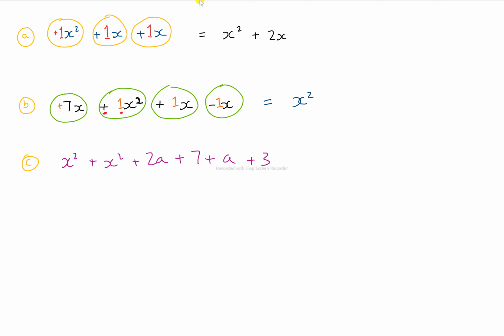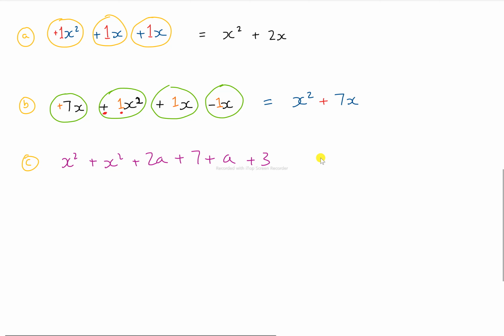So right now I've got positive 7x, add 1x is 8x, and then take away 1x is 7x again, and it's a positive 7x because we're on plus 7x. So just remember that 7x add x is 8x, add 1, take away 1x, subtract 1x is 7x.